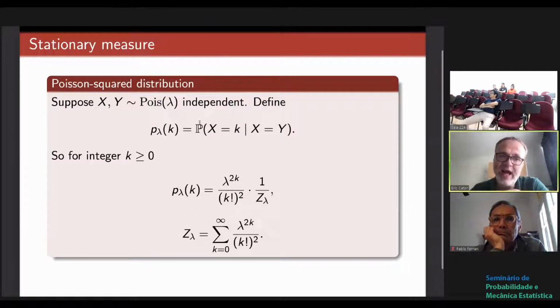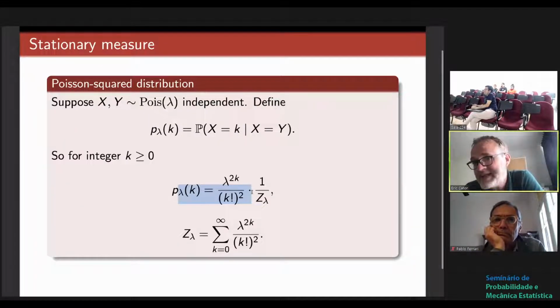Then you get this. So you have x and y. X is, let's say, the number of positive particles, and y is the number of negative particles. They have some parameter lambda, take them independent, and then we condition them to be equal. So it's like this. And that gives you a distribution. And maybe the distribution has a name, I'm not sure, but we just called it the Poisson square distribution because you get the Poisson probabilities, but they're all squared because of the condition. Because they have to be equal, x and y. So our guess is that this is the distribution.